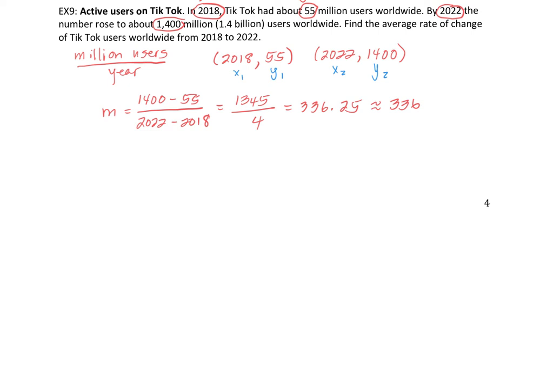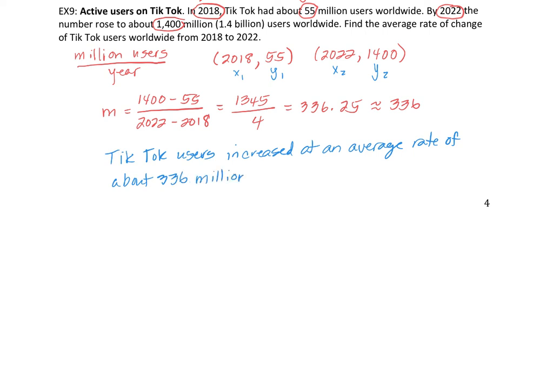That says the number of TikTok users increased at an average rate of about, since I rounded, 336 million users per year. That's amazing. Increase of 336 million users per year.